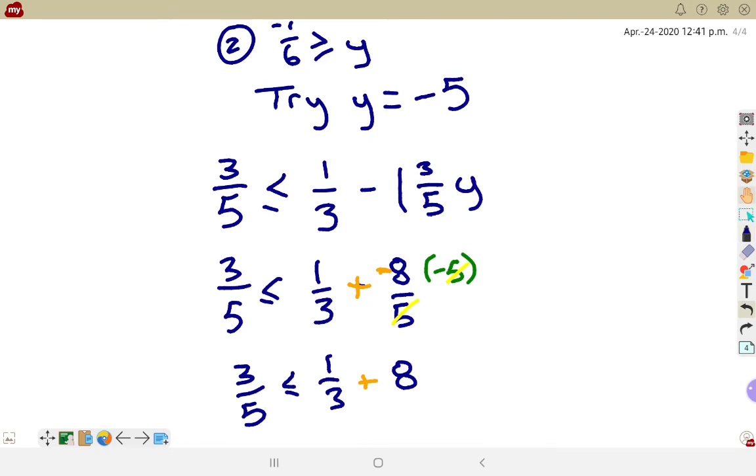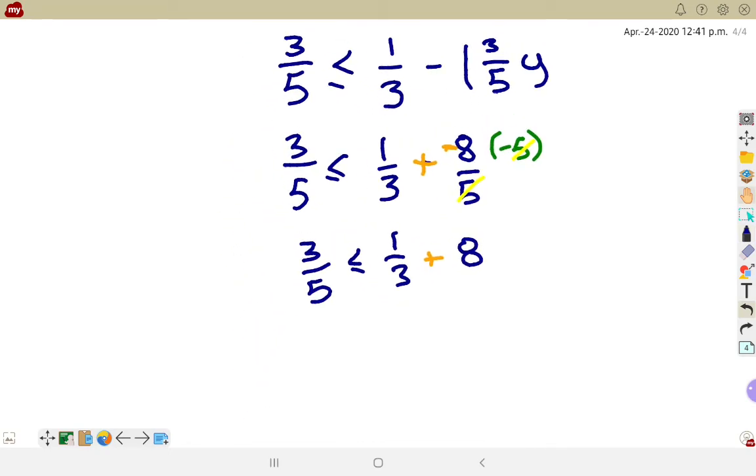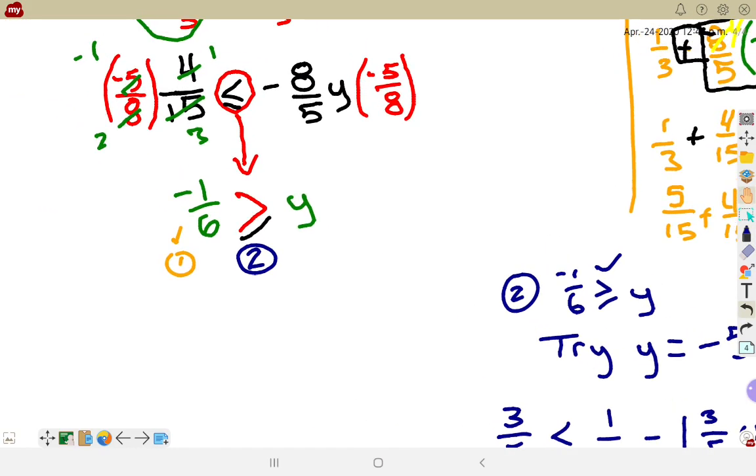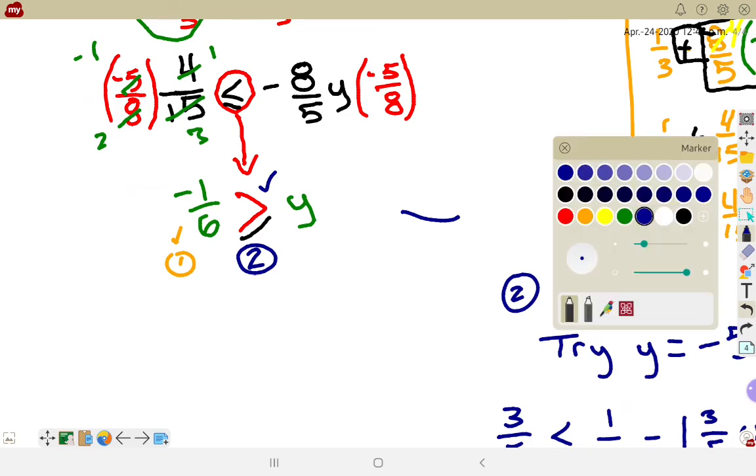This one should be pretty obvious that it in fact is. So we have 3 over 5 is less than or equal to 8 and 1/3, which is true. That's exactly what it is. So this was a true statement, and since that's a true statement, it means that our inequality symbol is facing the right way.